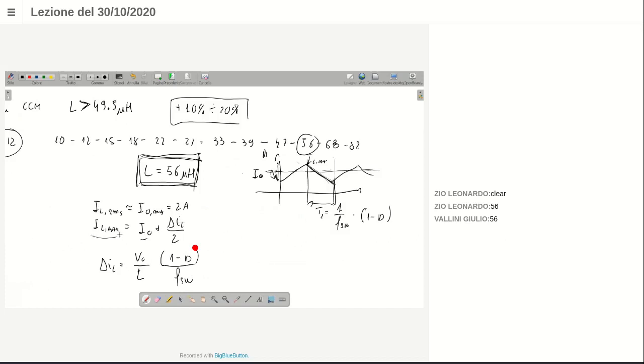We want the maximum value in the worst case condition to design our inductor, so we want this maximized. We want this maximized means that we take the minimum value of the duty cycle. Minimum value of the duty cycle is what we have already calculated before. We have all the elements. VO is the specified output voltage, 5 volts. L is the value of the inductance that we have just designed.